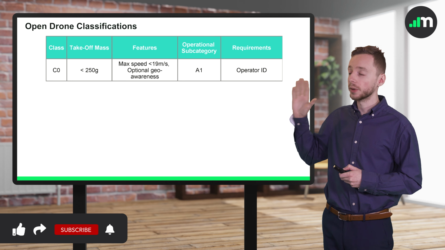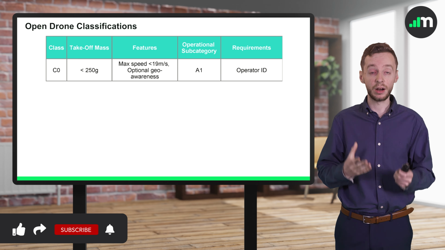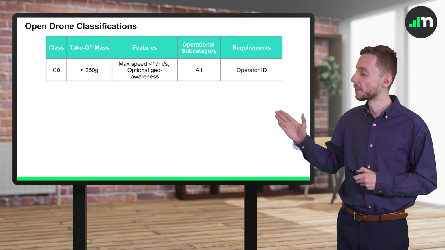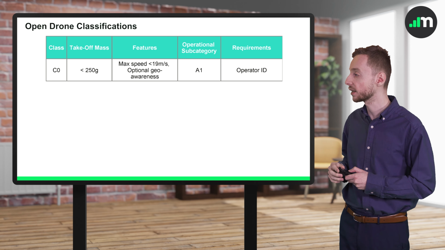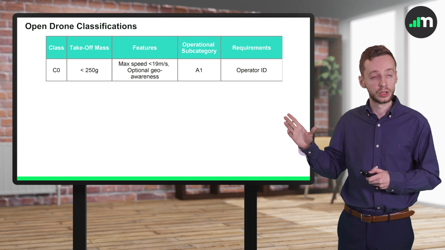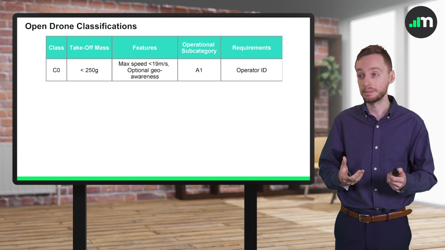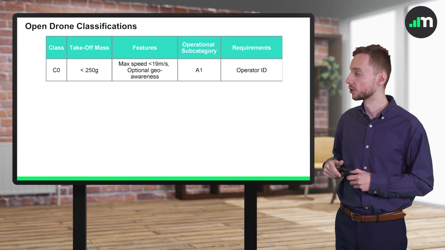So here we can see on the screen we've got the C0 class, and C0, we're specifying that the takeoff mass of these specific drones is less than 250 grams. We can see the maximum speed has to be less than 19 meters per second. It can have optional geographical awareness, so it may have GPS implemented, it may not. And we can see that that is operational within the A1 subcategory.